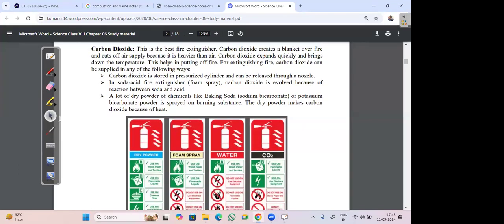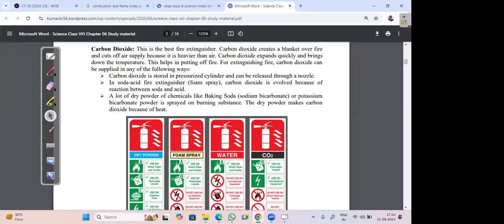Can anyone think why we don't use the soda acid fire extinguisher there? It is a foam spray fire extinguisher. In the reaction of soda and acid, both water and carbon dioxide are formed, so some amount of water is sprayed. That is why it's not wise to use such fire extinguishers on electric fires.